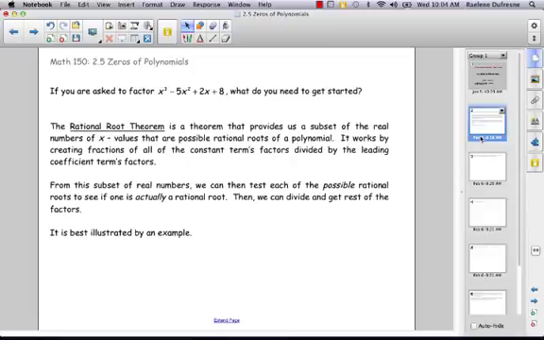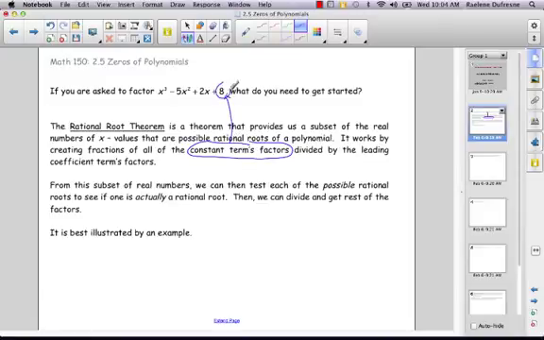to get started? Well, the rational root theorem is a theorem that provides us a subset of the real numbers of x values that are possible rational roots of a polynomial. It works by creating fractions of all the constant term factors, in this case the factors of 8, divided by the leading coefficient term's factors, in this case the factors of 1. And I'm going to refer to the rational root theorem as RRT.